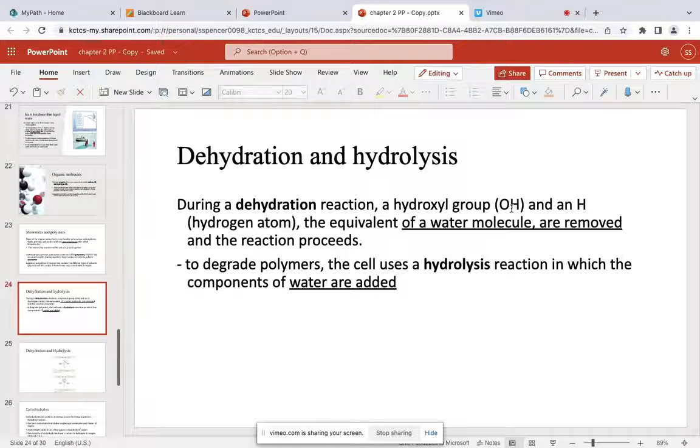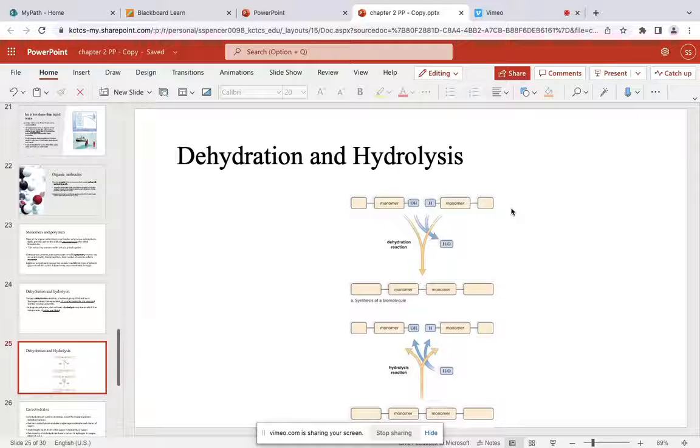is probably pretty important. So here we have an example of a dehydration reaction. I have monomers on each side, and then I have the hydroxyl group, and I have the hydrogen atom right here, and then I'm removing water, and then I'm joining these monomers together. And then here we have a polymer, right? And then I'm pushing water in, and I'm separating it.